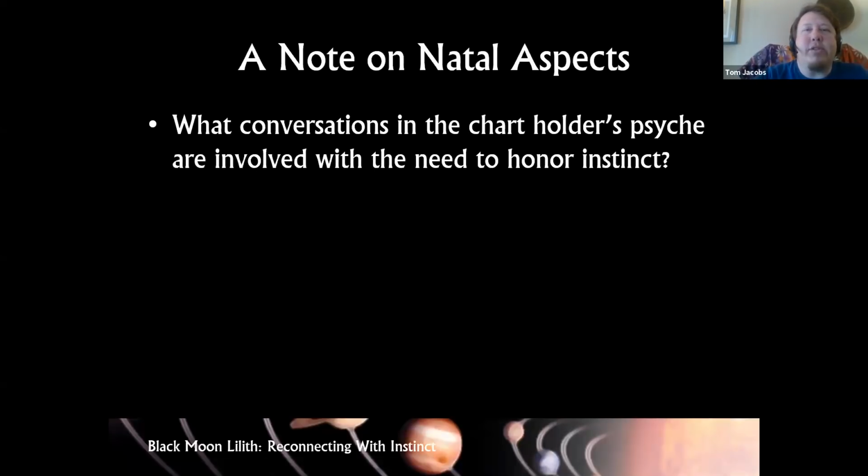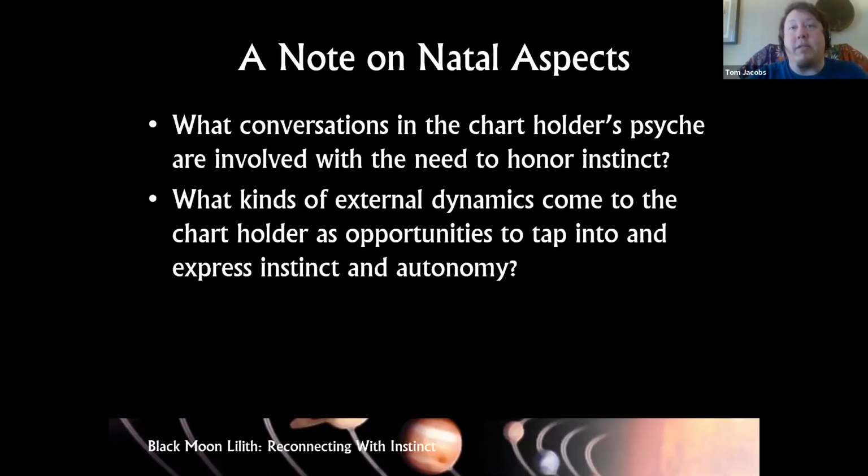All right, and then the last thing here is a note on natal aspects. I'm not going to cover them in detail here just because of time, but what conversations in the chart holder's psyche are involved with the need to honor instinct? Think about, you know, squares bring pressure, trines boost and cheerlead, oppositions can block or have confrontations or challenge. But anyway, think about the quality of the other planet and the energy of Lilith as I'm talking about. Anyway, what conversations are happening? What kinds of external dynamics based in that energetic situation in the psyche come to the chart holder as opportunities to tap into and express instinct and autonomy?